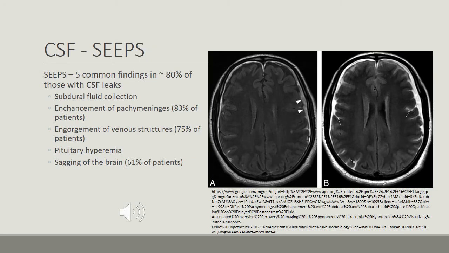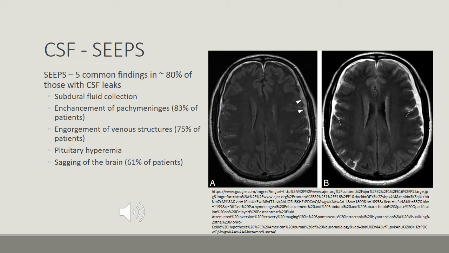There is an acronym called SEEPS, which represents the 5 common findings that are found in about 80% of people that do have CSF leaks. They find a subdural fluid collection, an enhancement of the pachymeninges, engorgement of venous structures, pituitary hyperemia, and sagging of the brain. We're not going to get into the specifics of all of this. That's for another time. But it's just important to note that would be what you're looking for to have read on your imaging to see if potentially a CSF leak is something that's going on.